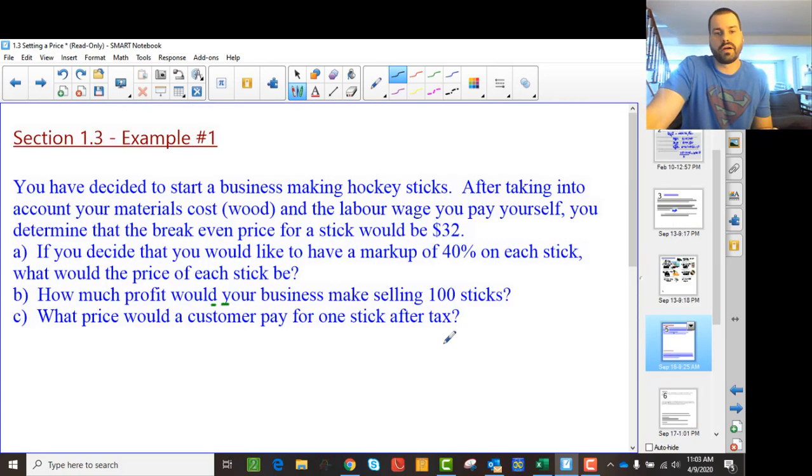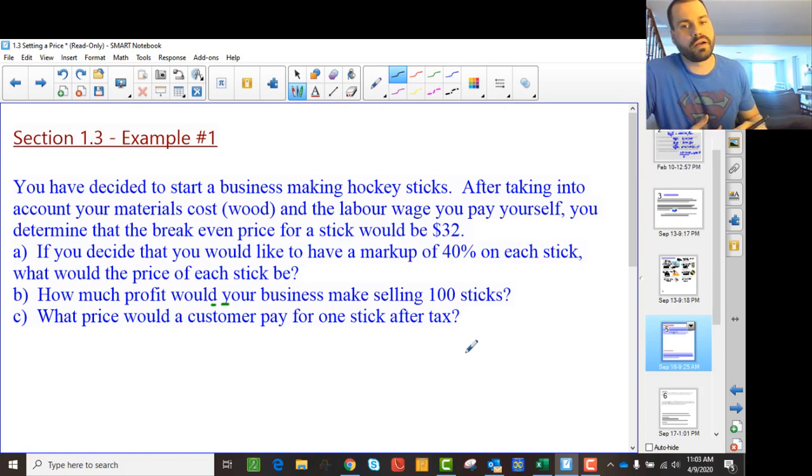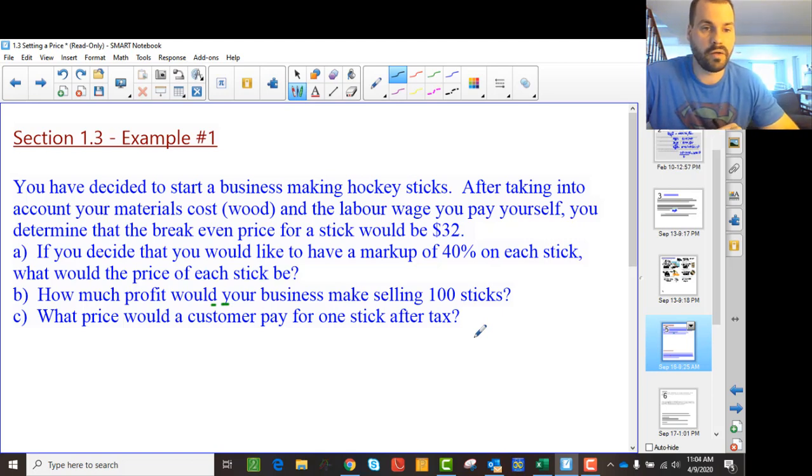Now, the other thing about markup is there's actually also markup in terms of tax. Okay, tax is also a markup. You probably know that you have to pay sales tax on anything you buy. In New Brunswick, it's 15%. In other places, and across the different provinces, it's a little bit different. But that's also a markup. So it's actually found the same way.